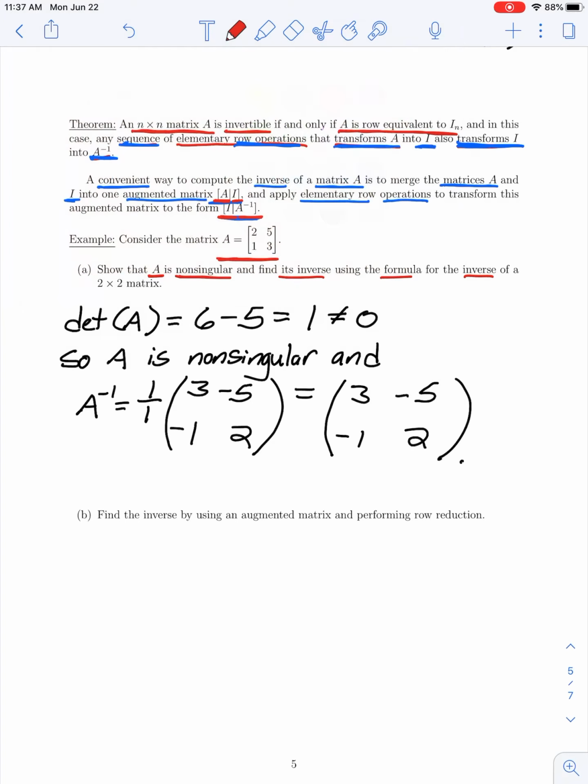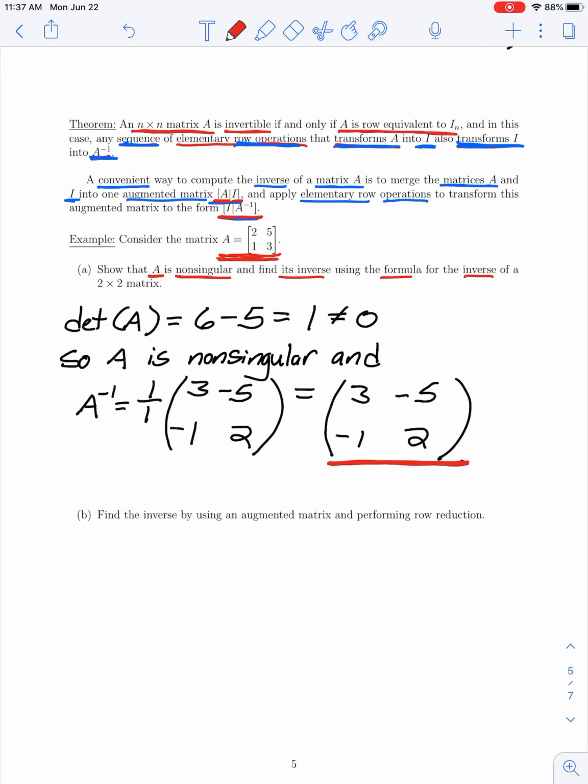And recall here, I'll stress again, we can always check that this is indeed the inverse of A by taking this matrix and multiplying it by the matrix we were given, A. We'll see that we get back the identity, so we know that our answer is correct here.